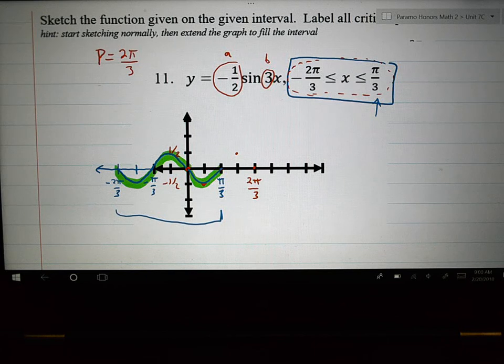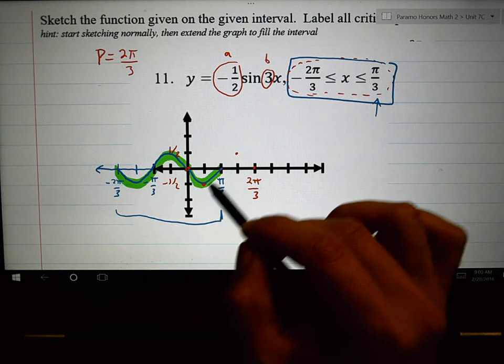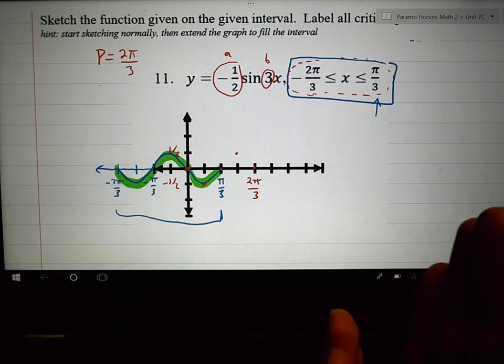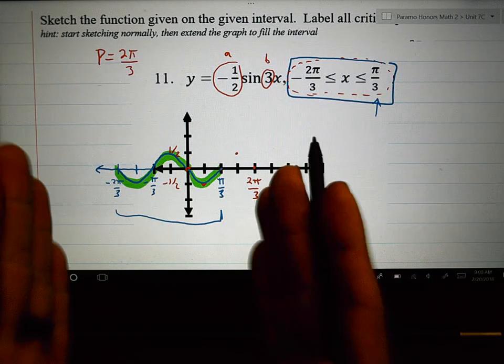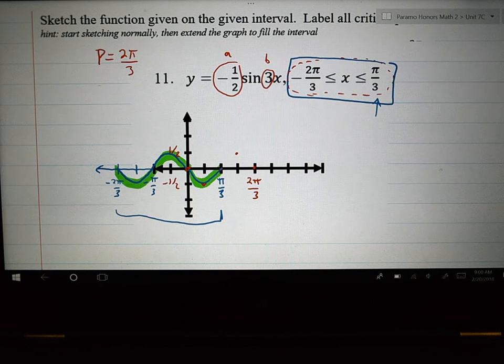That green part is in the given interval. I could extend and do more if I want to, but I'm required to graph this bluish green part that I have highlighted because that's the interval that they requested. Any questions? Then I'm going to end your notes right there.